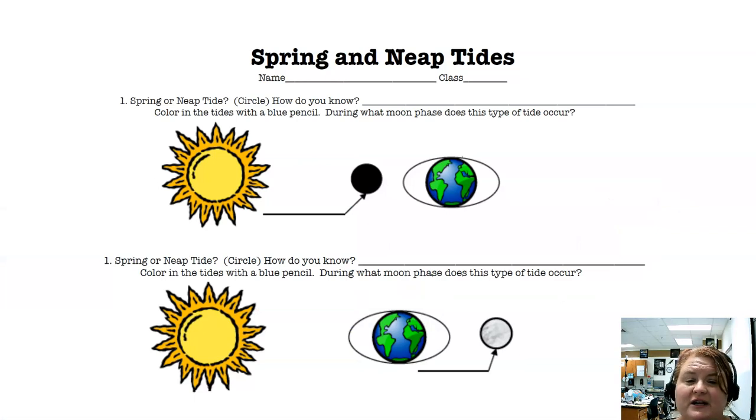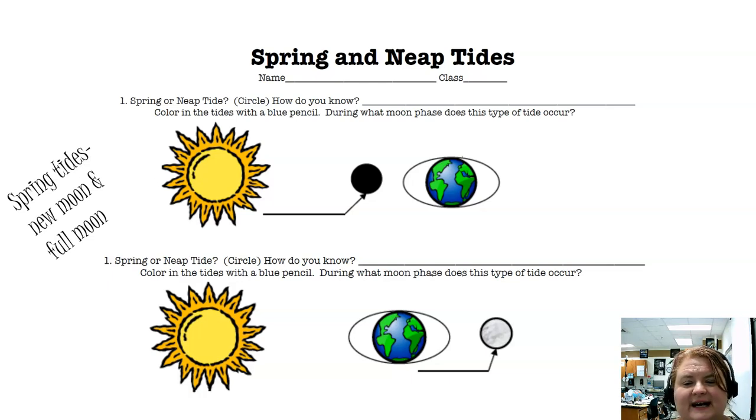Now you should have a notes page available to you. You're going to fill in this worksheet, and it is going to be the notes page that you're going to use to help you with future assignments and things like that. First of all, I want you to write out to the side, spring tides are new moon and full moon. Spring tides are new moon and full moon. I'll give you a second to write that on your paper.